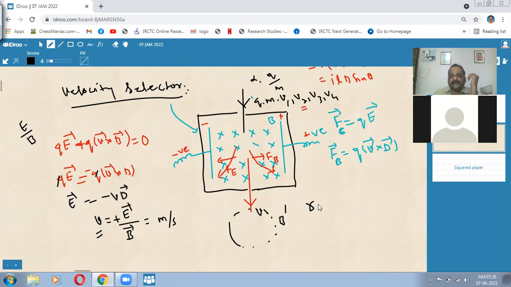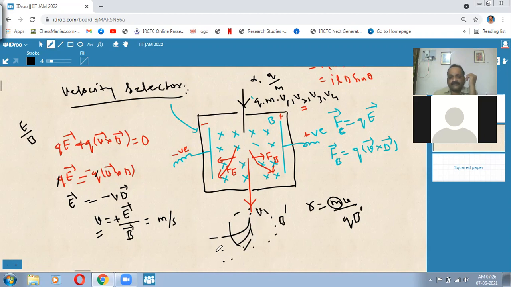These particles will enter into another region with magnetic field B. So what happens? Radius R equals mv by qB. All particles have the same velocity, all particles have the same charge, and all are entering the same B dash. Particles with different masses will get deflected into circles of different radii, and they will fall separately like this.